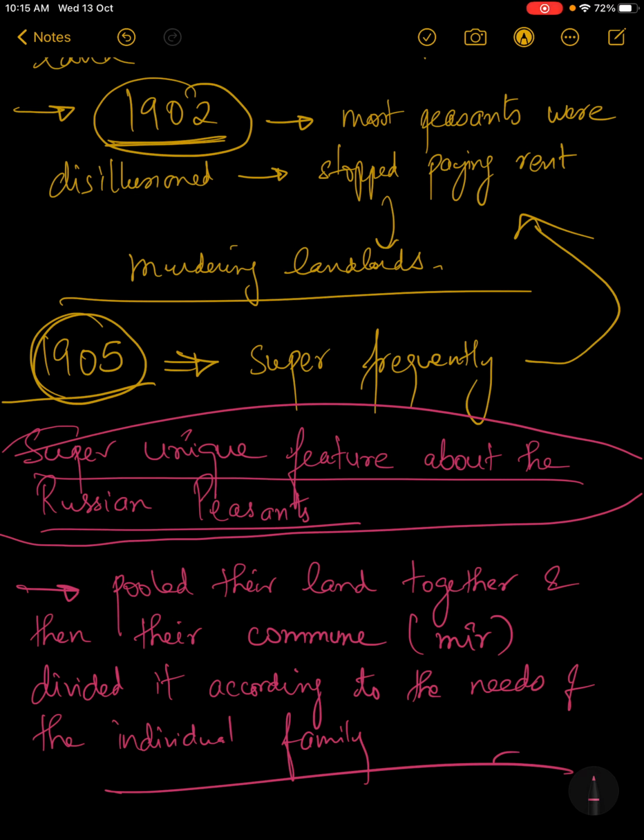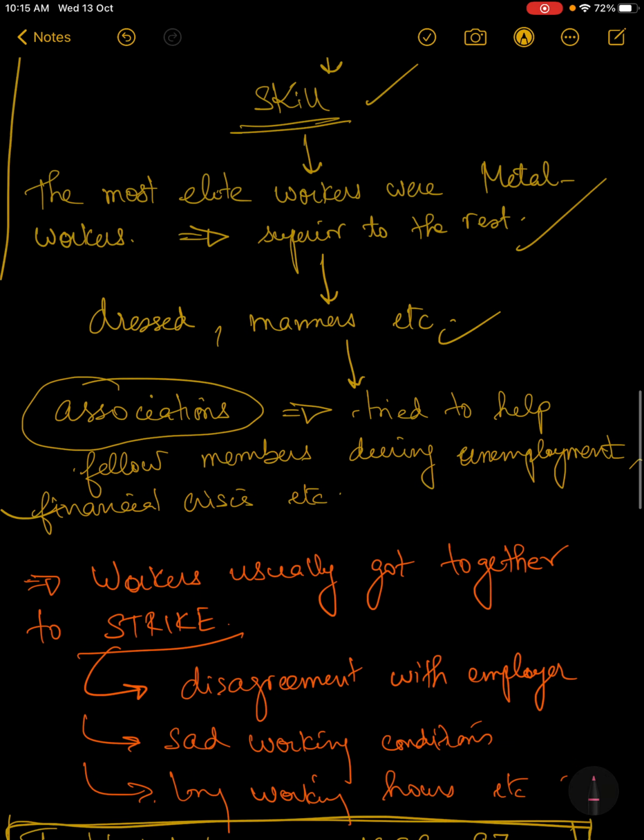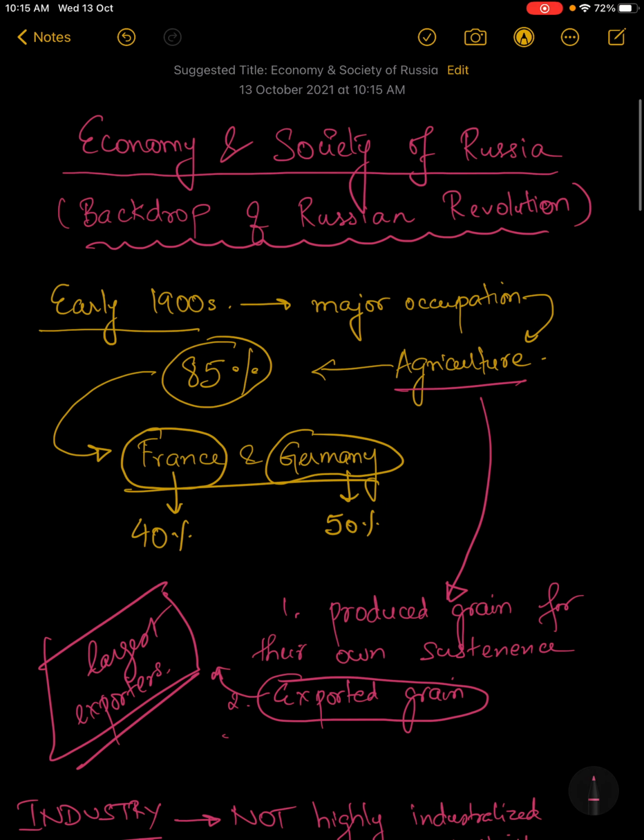This was extremely unique about the Russian peasants, that they pooled their land together and then their commune divided it according to the needs of the individual family, which showed solidarity, which showed brotherhood, which showed that the peasants cared about one another and were not really selfish, and they really respected one another in some way or the other. And this is where we are going to end today's session, by understanding what the Russian society and the economy looked like.